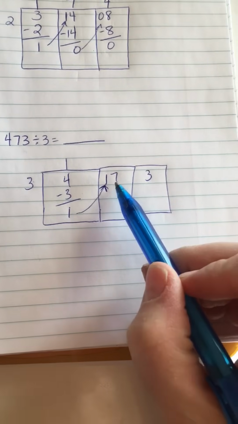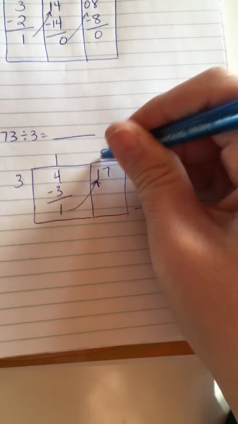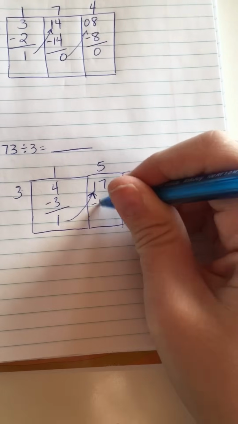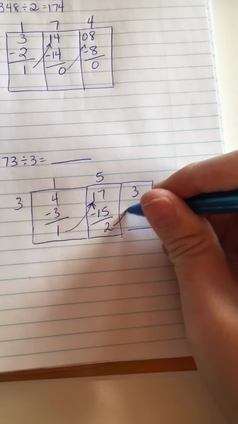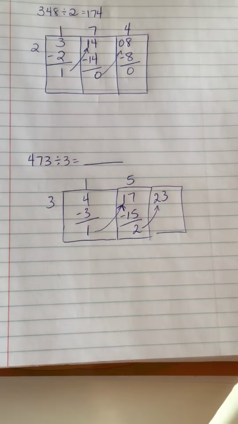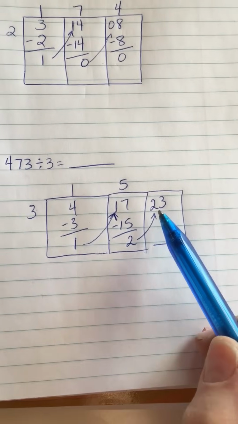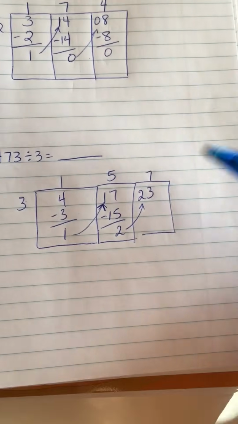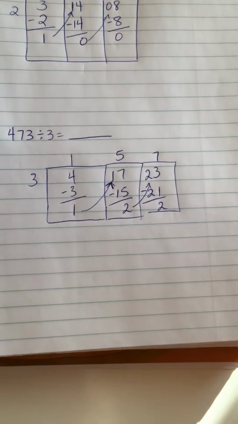Now we have 17 here. How many times does 3 go into 17? It goes 5 times. 5 times 3 is 15. So we'll subtract 15, which leaves us with 2. Now we'll carry our 2 over to our tens place of the next section in the grid. How many times does 3 go into 23? Well, we can do that 7 times. 7 times 3 is 21. So we'll subtract 21, which leaves us with 2.